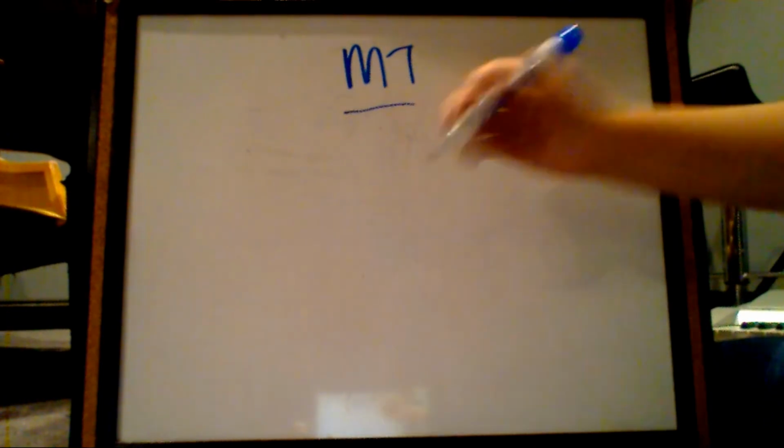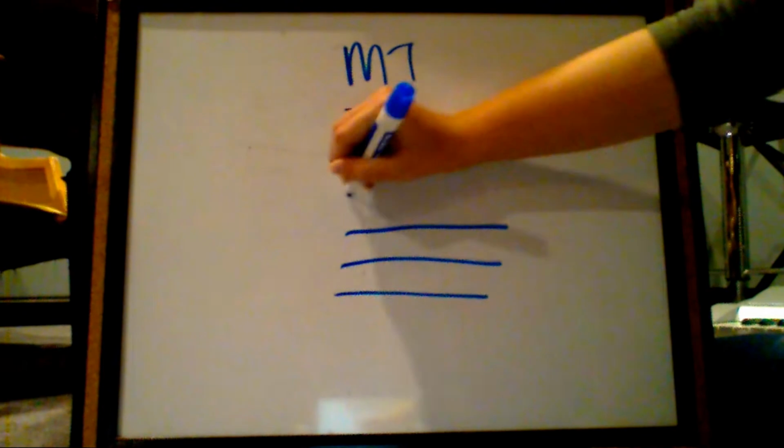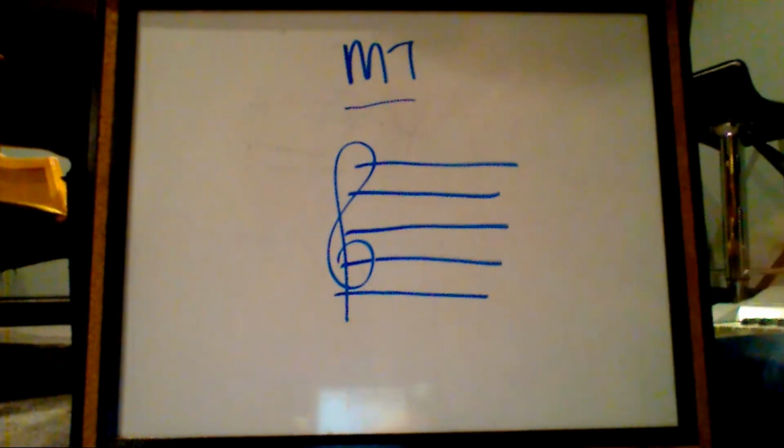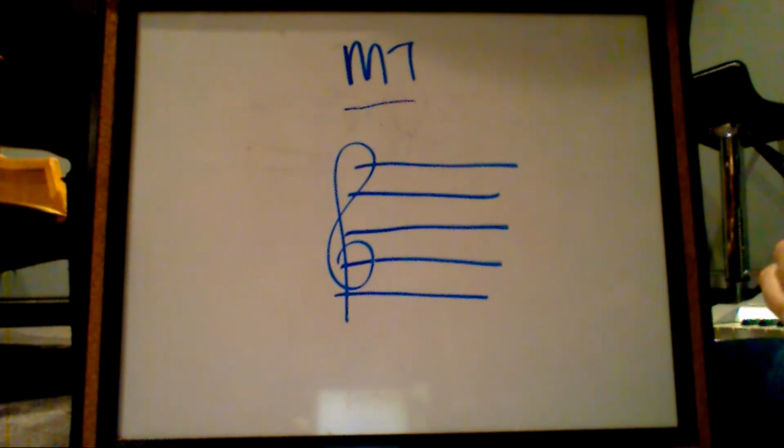and we're going to just start with a staff. I'll try to make this one big enough. That seems to be a recurring issue. Okay, so here's your staff. And a terrible treble clef.